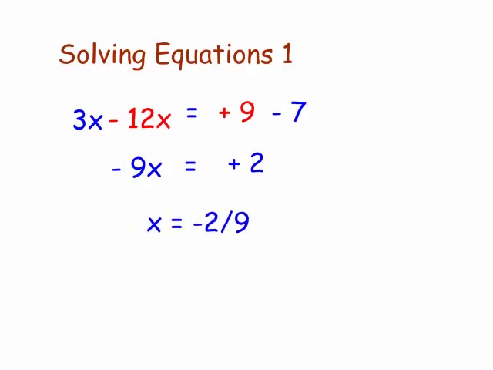So it didn't actually matter whether we moved the x's to the left or to the right, and then we obviously move the numbers to the other side, usually. And then we normally would divide by the coefficient of x. In this case, it would be a negative 9. We have a positive 2 divided by a negative 9, which should be negative 2/9.